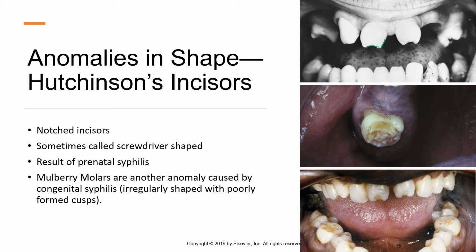Another anomaly that's caused by congenital syphilis is mulberry molars, and that's in our second slide here. You can see where it looks almost like a mulberry. There are multiple little bulbs here that make it look like a mulberry. And then in this last picture, you can see they have Hutchinson's incisors here and mulberry molars down here. Again, caused by congenital syphilis.